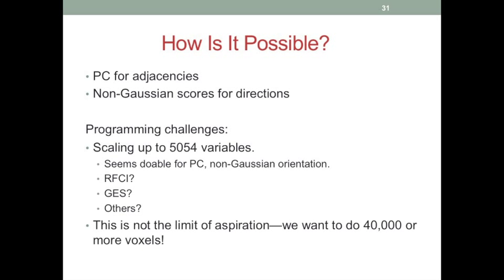So how is this possible? We use PC for adjacencies, non-Gaussian scores for directions, and the programming challenges are to scale everything up to 5,054 variables. This seems doable for PC with non-Gaussian orientation. Whether it's doable for RFCI is an open question. Whether I can manage to get GES to scale up that far is an open question still.